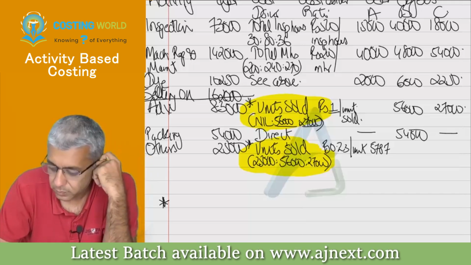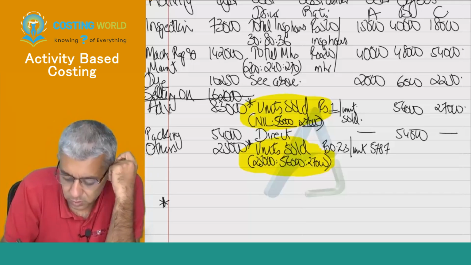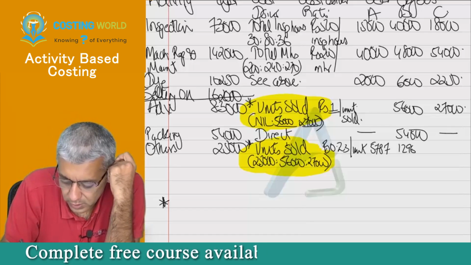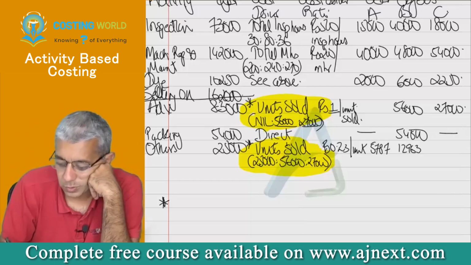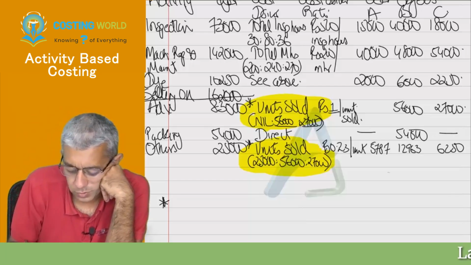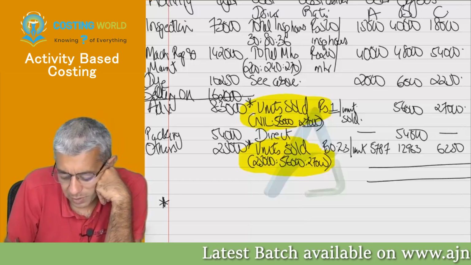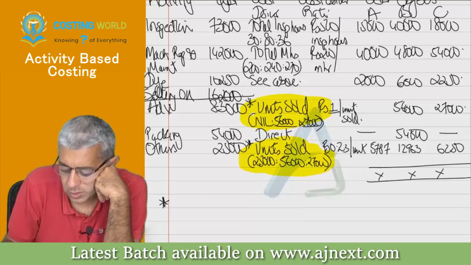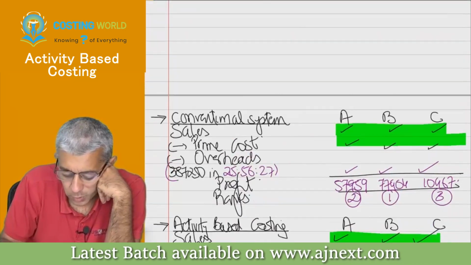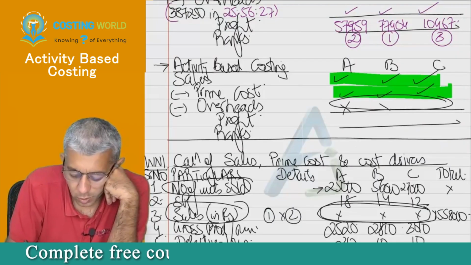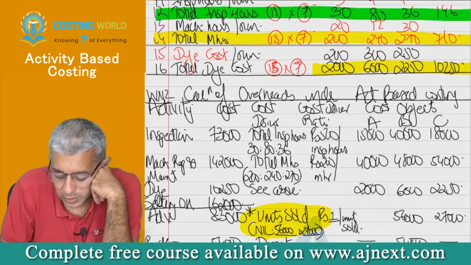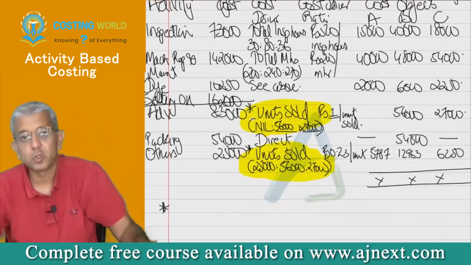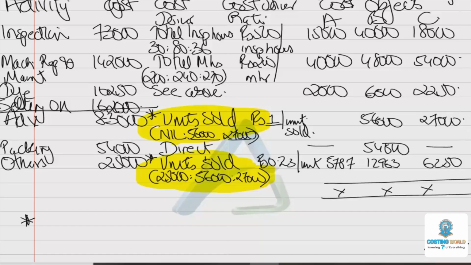5787, 56,000, 12963, 27,000, 6250. Everybody will total up all these figures. Put those figures in your previous statement of activity based costing. Get your profits and give the new ranks, please. Start. Finish with the question now.